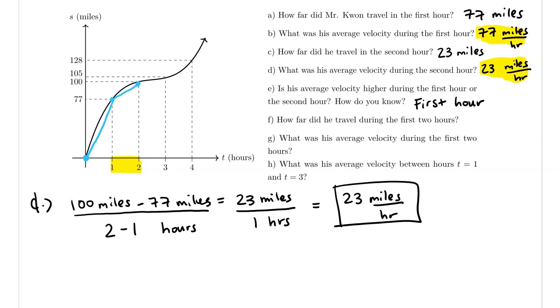For part F, it says how far did he travel during the first 2 hours. So now what I want to do is I can think about the origin as my starting point and this point as my ending point, and I can connect those with a line segment. So essentially, I just want to subtract the y values, and so that would be 100 minus 0, which is just 100 miles. G says what was his average velocity during the first 2 hours, and again, if we're going for, oops, this is part G.